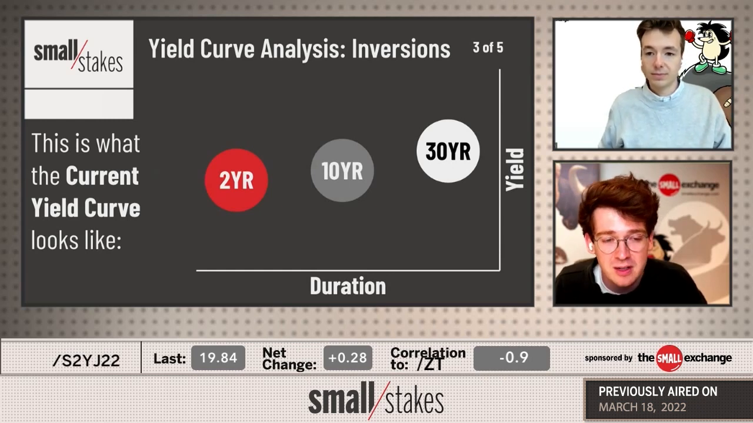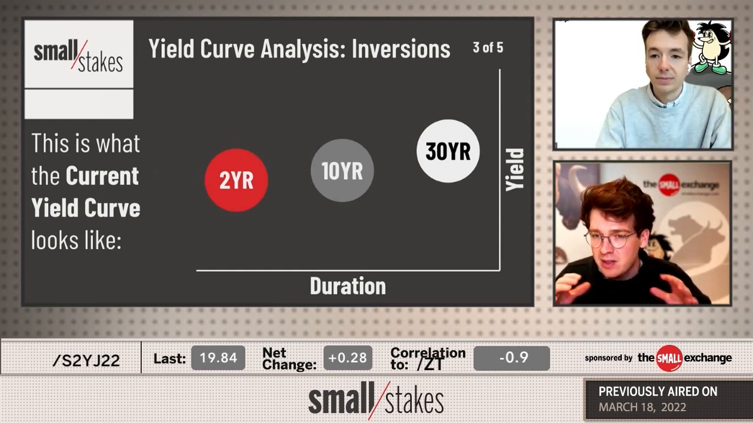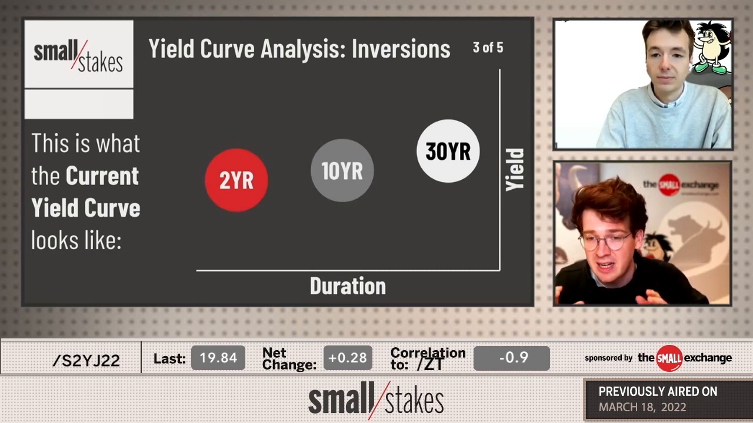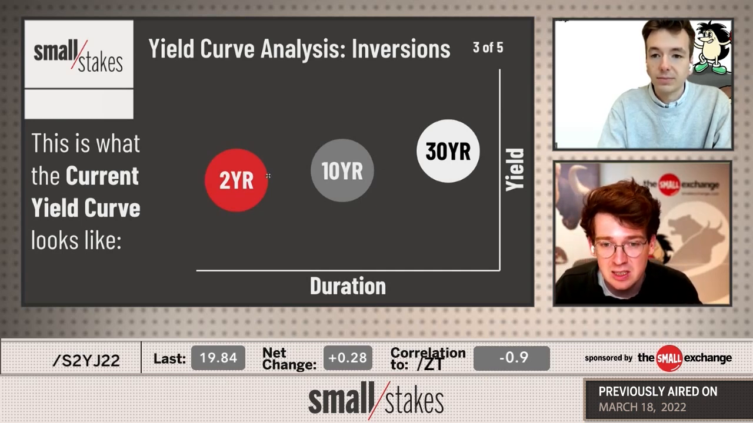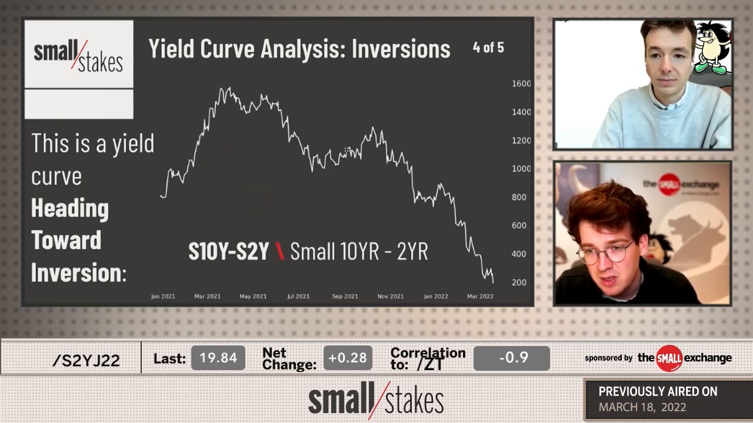Where we currently are at, Mikey, is just a really flat curve, whereby everything is still normal. 2 years are lower than 10 years, which are both lower than 30 years. But you've seen this 2 year and 10 year start to get closer and closer together. And what that looks like in terms of prices that you can trade is this: the difference between 10 year and 2 year yields.